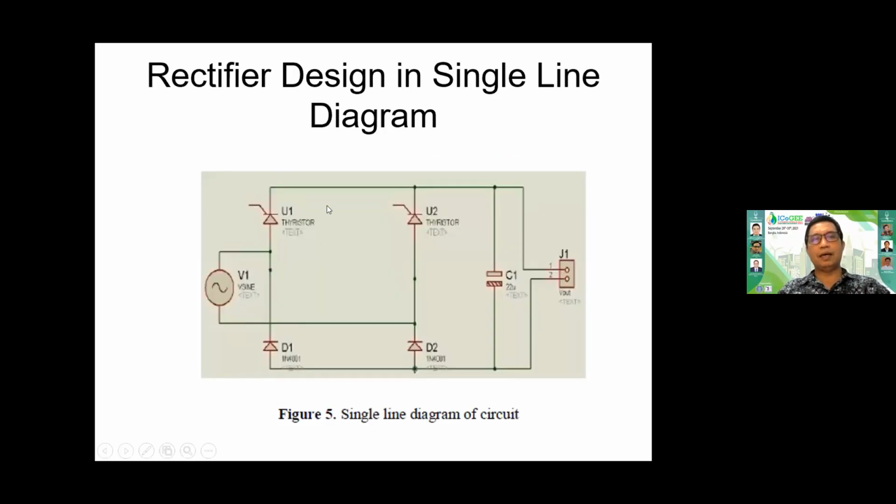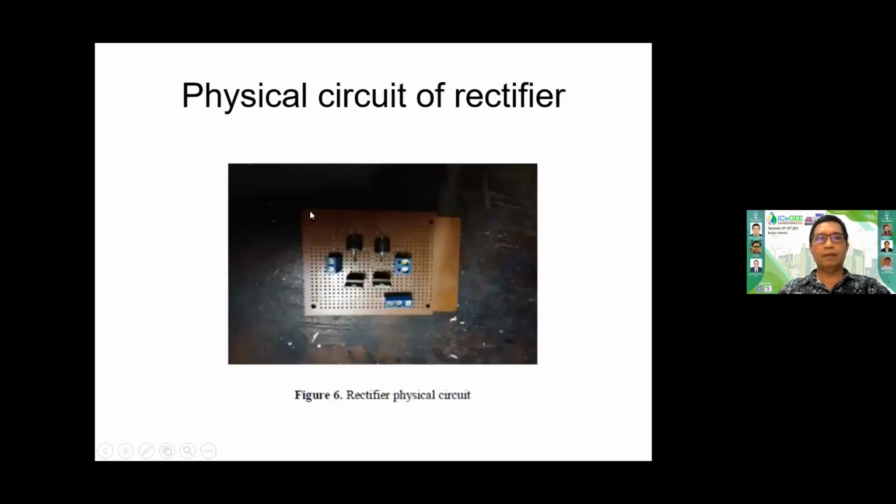This is the single line diagram of the circuit. As you can see, the diagram consists of 2 diodes and 2 thyristors. This circuit is called a full wave rectifier because there are 2 diodes and 2 thyristors. This is the physical circuit of the rectifier, after construction on PCB.